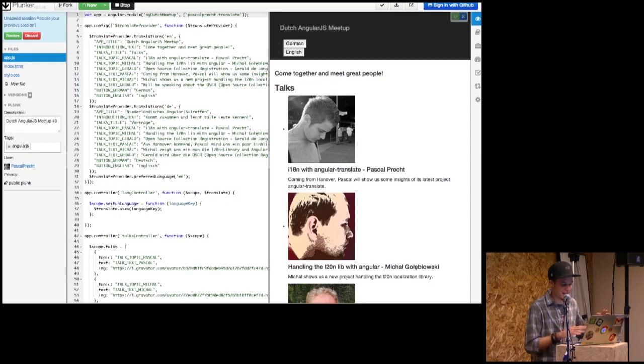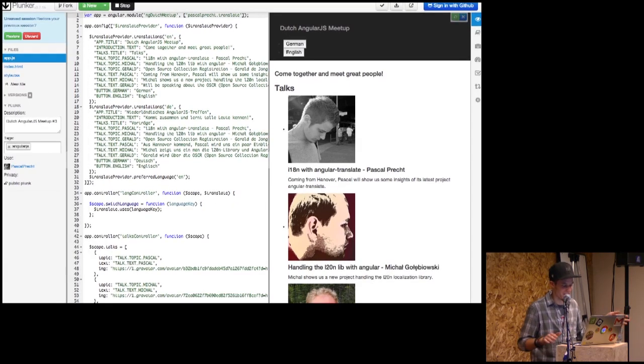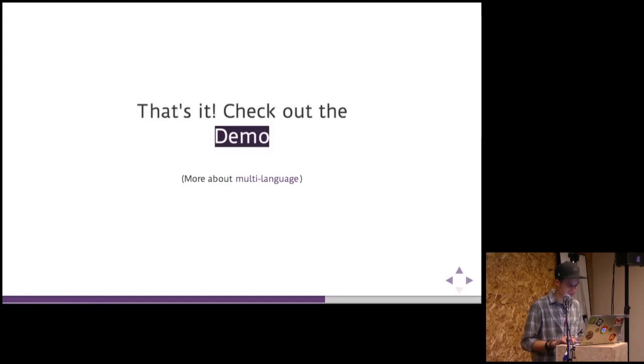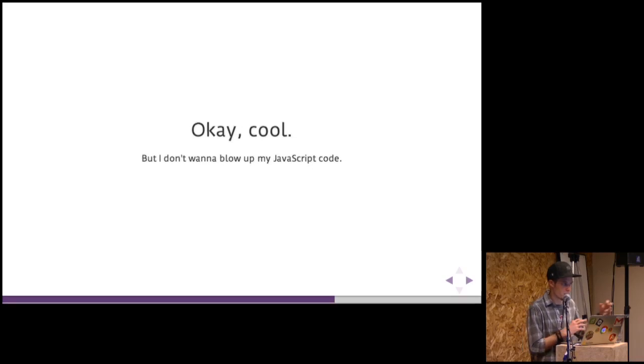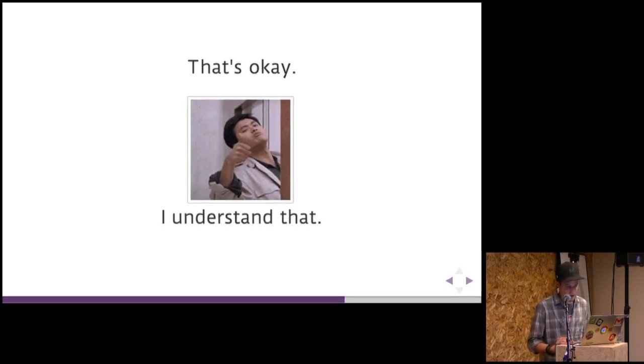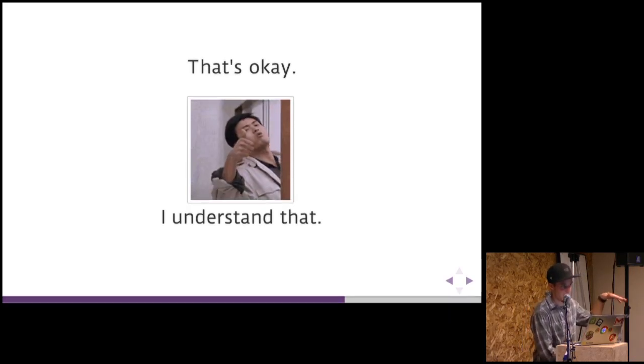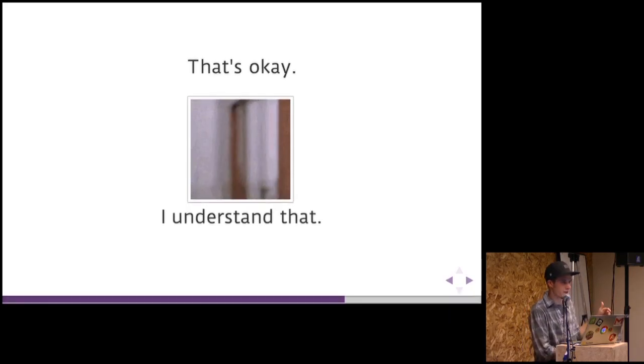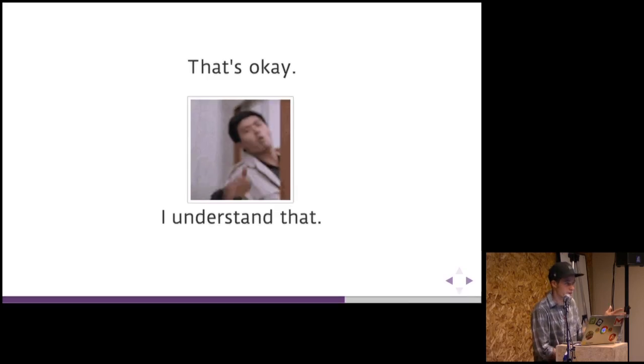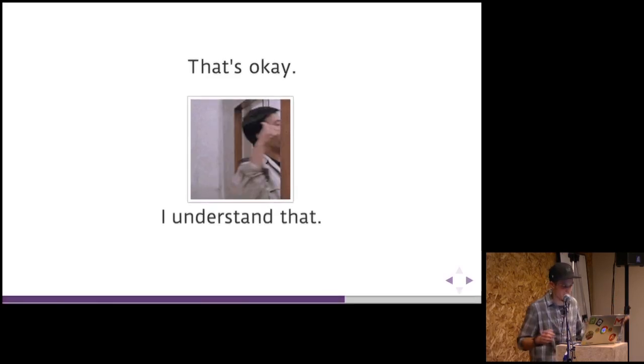So that's internationalization and multi-language support from Angular Translate. Okay, so you probably think, yeah, this is cool, but you don't want to blow up your JavaScript code because you have to provide the translation tables during the config function with the translate provider. And this is the moment where I say, that's okay, I understand that this is really bad, because if you have, I don't know, 5 languages or so, that means you have 5 translation tables with not only 10 translation IDs, but maybe 100. So we have 500 translation IDs.